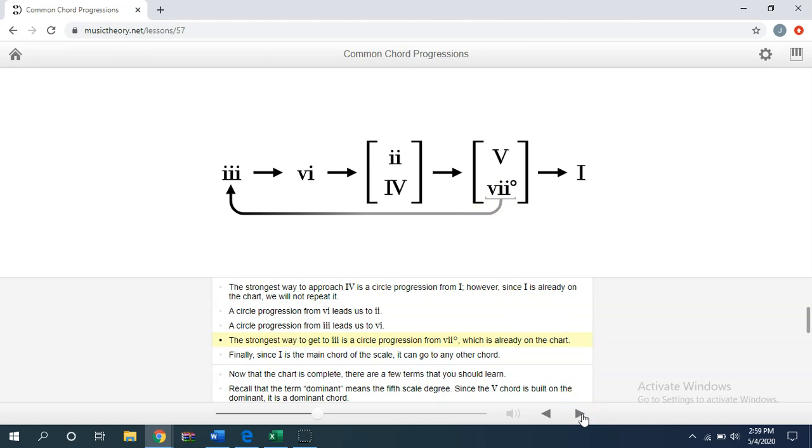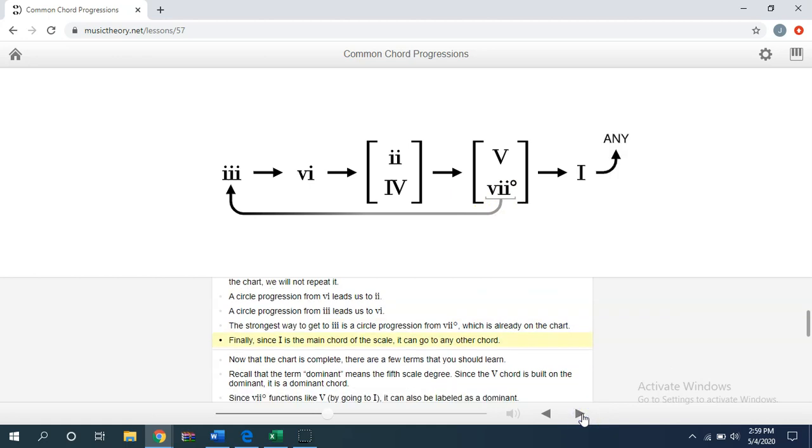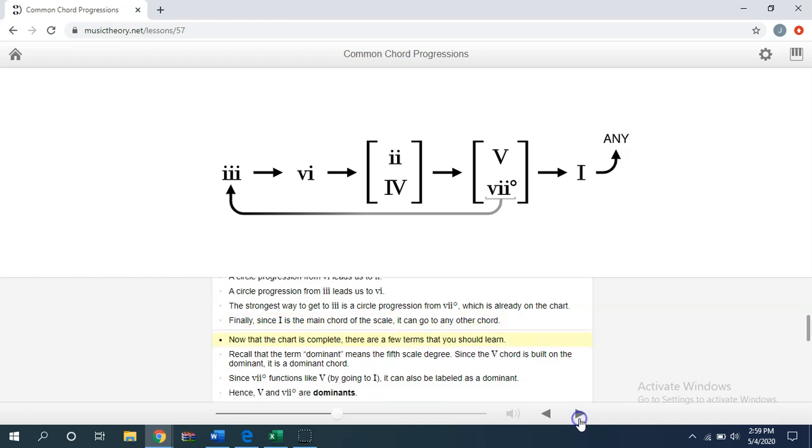And finally, since 1 is the main chord of the scale, it can go to any other chord. So that's why 1 is a great place to start from, because 1 can go anywhere. Not everything can go anywhere, but 1 can. Now that the chart is complete, there are a few terms we're going to talk about.